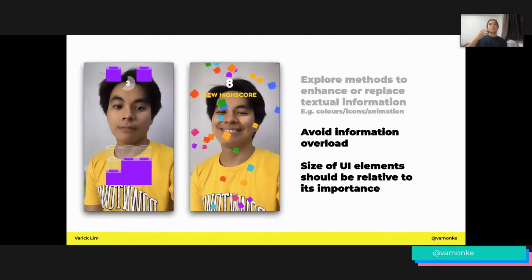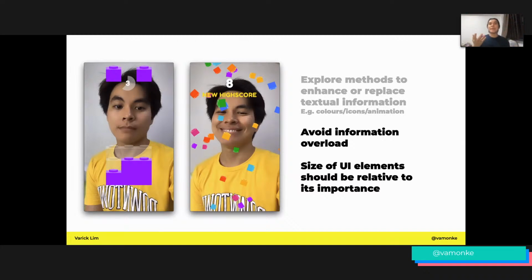So that's why I chose to put the score a bit smaller, and in terms of the layer or the order, it's actually behind the blocks. So in terms of order, it's hidden by the blocks. Only after the game ends, then I will scale up the score and then add the other stuff.